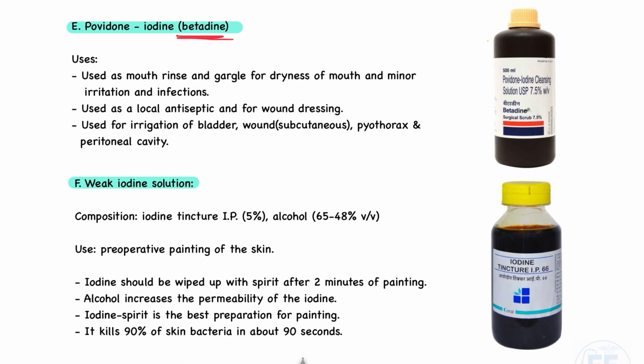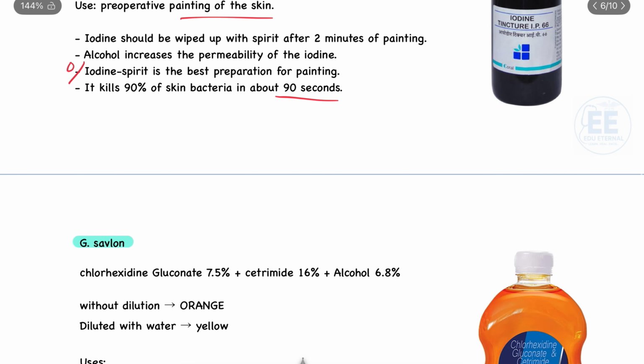Next is weak iodine solution. Composition includes tincture iodine 5% and alcohol 65 to 48%. Used in any surgical procedure before any operation in painting of the skin. Iodine should be wiped off with spirit after 2 minutes of painting. Alcohol increases the permeability of iodine, and iodine spirit is the best preparation for any painting procedure. In surgery, it kills around 90% of the skin bacteria in about 90 seconds.